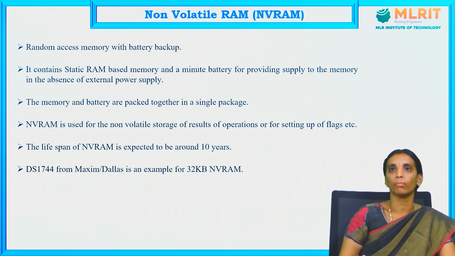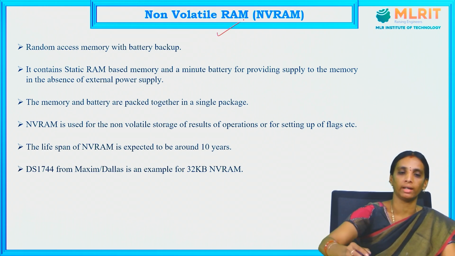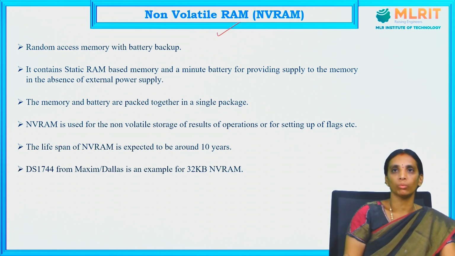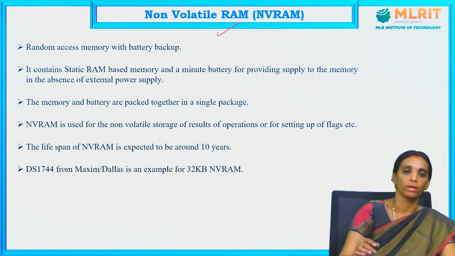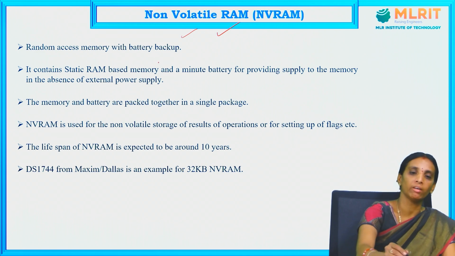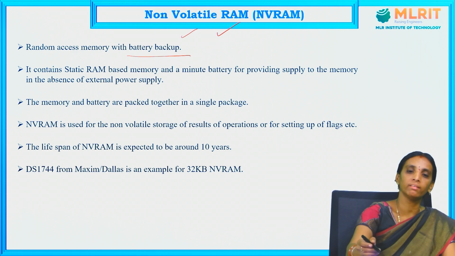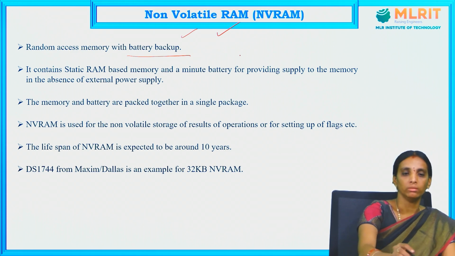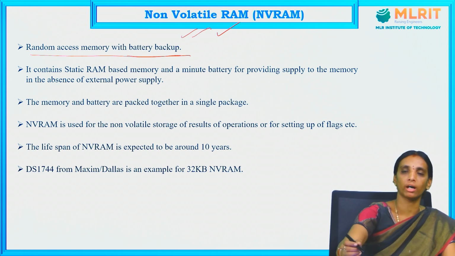And we have one more type of RAM available for our embedded design, which is non-volatile RAM. We already discussed that RAMs are volatile memories, which means whenever the power is off, the data stored in that RAM will be destroyed. But here we have one type of RAM which is non-volatile RAM. It can have battery backup, so even when the power is off, the contents in this memory are not destroyed. The random access memory with battery backup is known as non-volatile RAM.